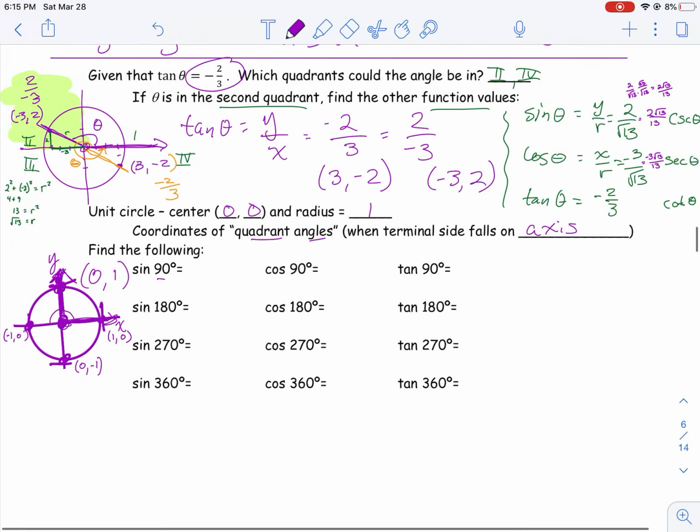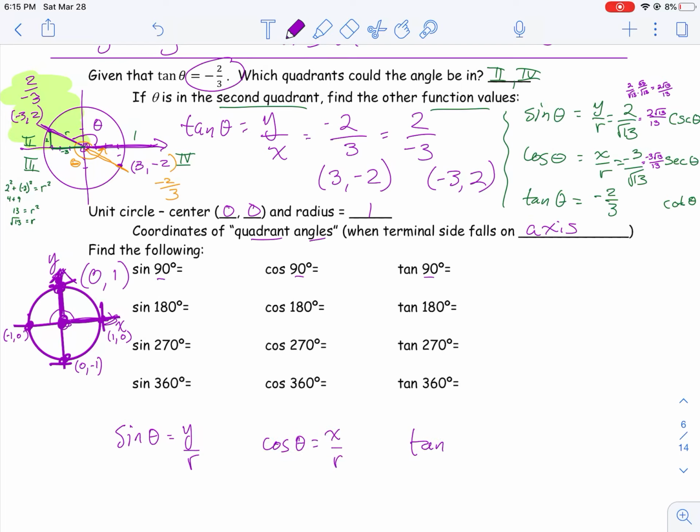This is going to become really important when I'm finding sine, cosine, and tangent of 90 degrees. Hopefully you remember sine of an angle is y over r. Cosine of an angle is x over r. Tangent of an angle is y over x. You might remember up above we had this little triangle. With these, you'll notice there are no triangles. No matter what the angle, there's no triangles. So we have to rely on these definitions and cannot rely on our triangle definitions.